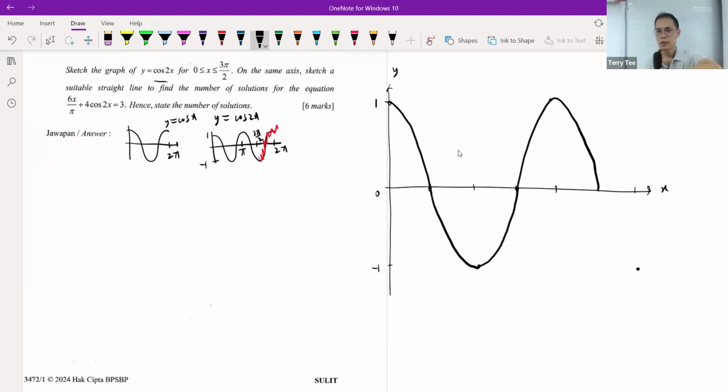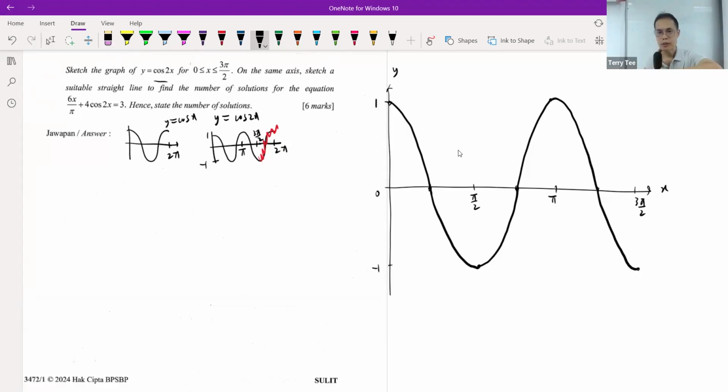Okay, this part is a bit ugly. Let me just fix it. Okay, all right. So there you go. I will label this as 3 pi over 2. This will be my pi. This is pi over 2.